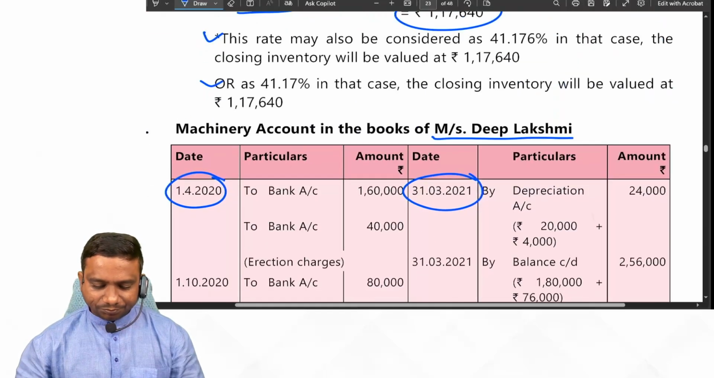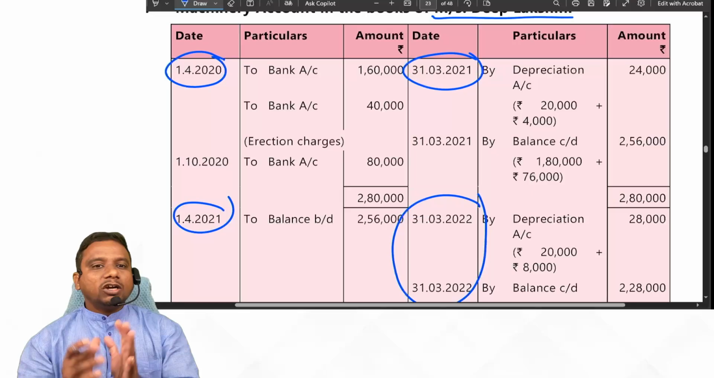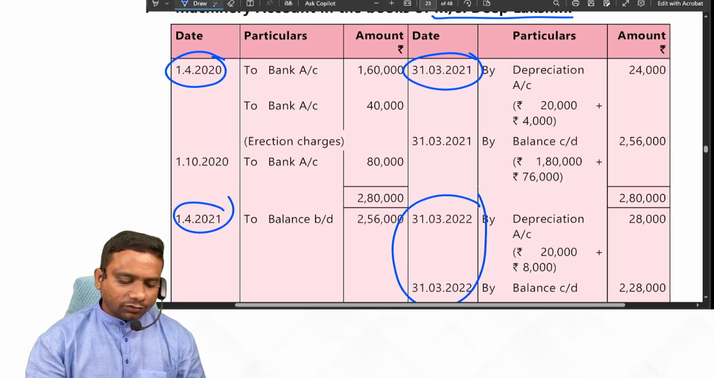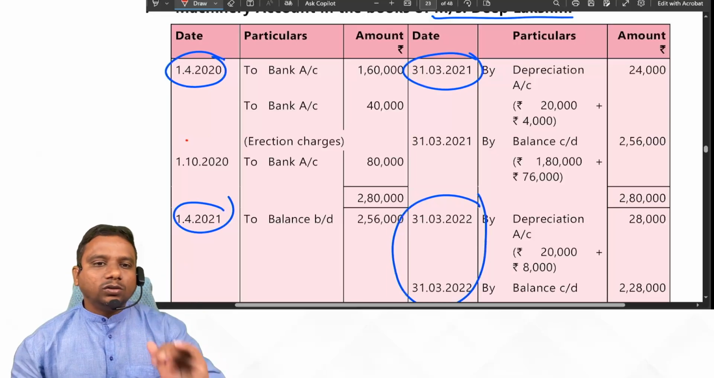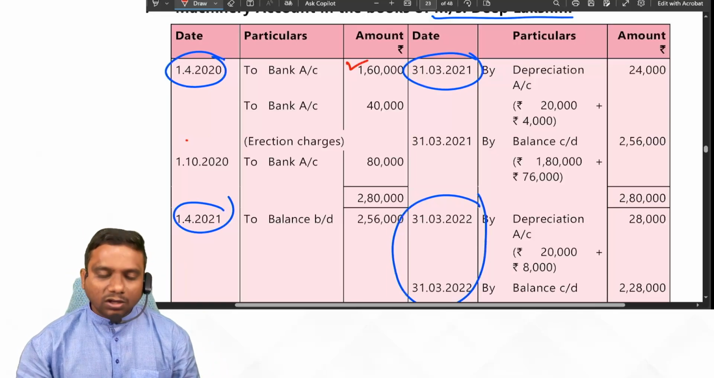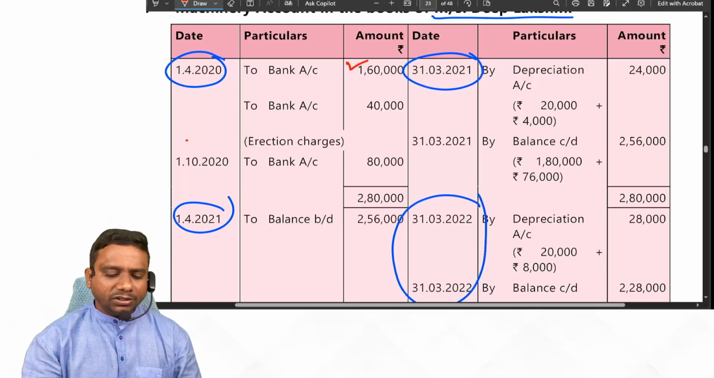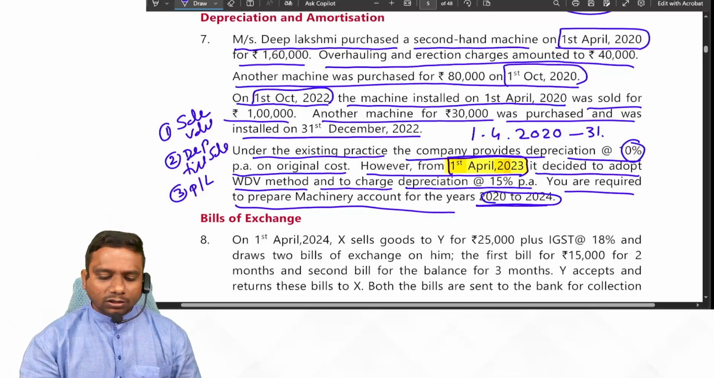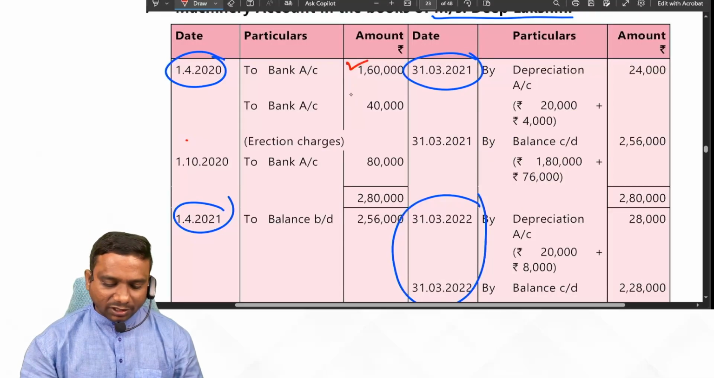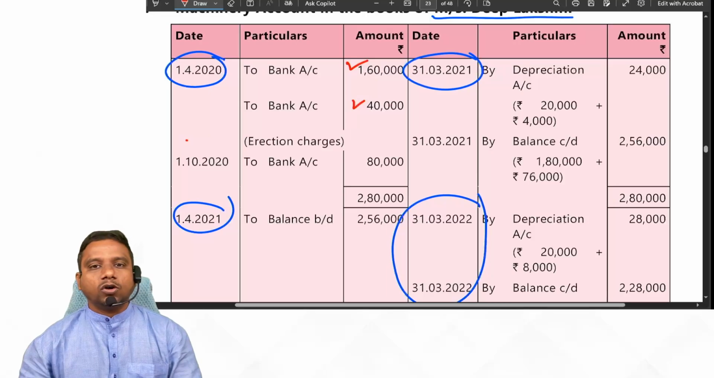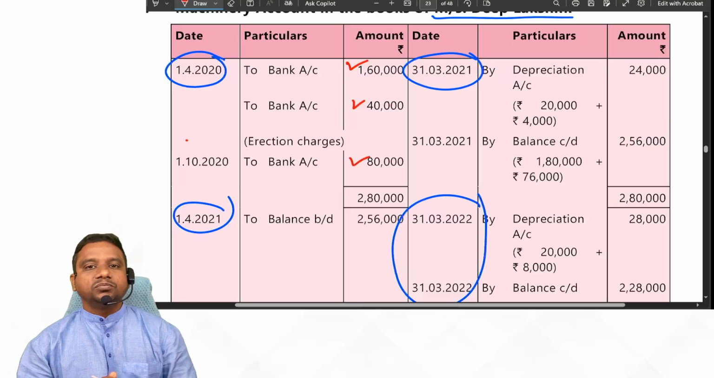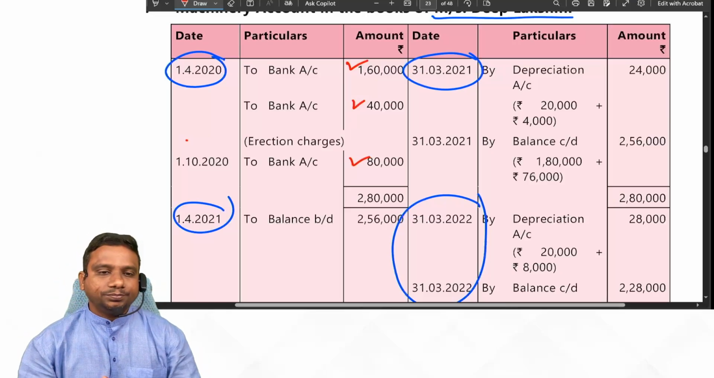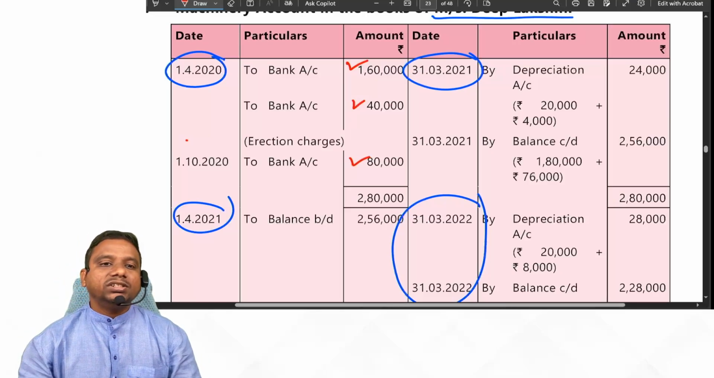Observe carefully, transaction-wise. First we purchased an asset. For that, what is the entry we record? Machinery account debit to bank 1 lakh 60. After that, we paid some overhauling or repair expenses, again to bank account. So total asset value is 2 lakhs. In the same financial year, we purchased another asset on 1st October, to bank 80,000. So now we have two machines. At the end of the year, we have to calculate depreciation on two machines.